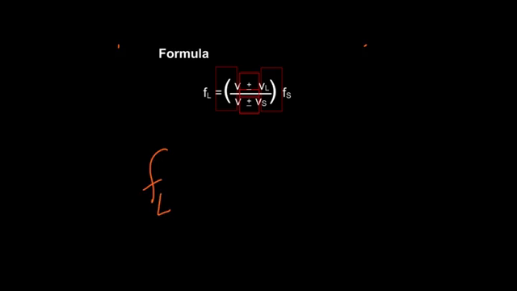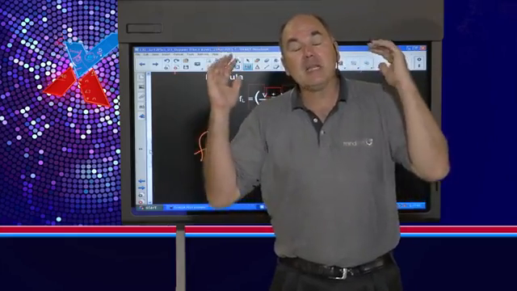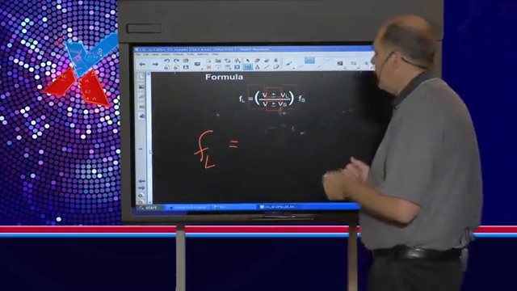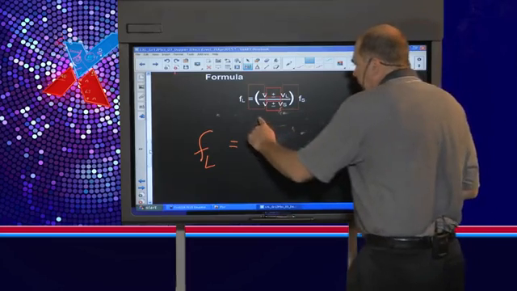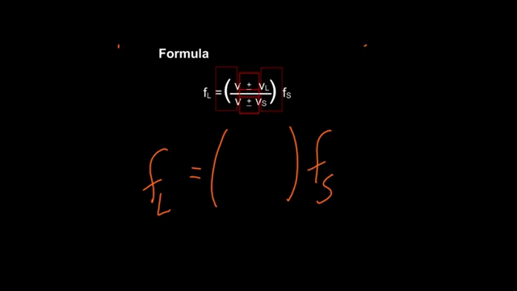It's got the frequency of the listener or of the observer. And the reason we use listener is most of the time we don't use water waves, we use sound waves as an example of the Doppler effect. But it happens in water waves, and it happens in other waves as well. So the frequency of the listener, then we've got this part in brackets, and then we've got the frequency of the source. So f with a subscript L is the frequency of the listener, f with a subscript S is the frequency of the source. And in the middle here we've got a fraction, and this fraction is a little complicated.